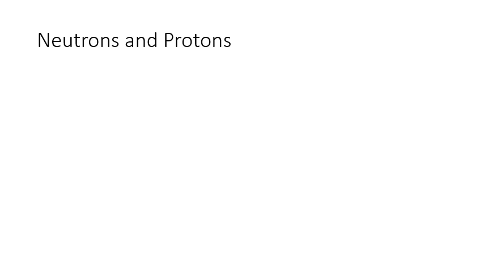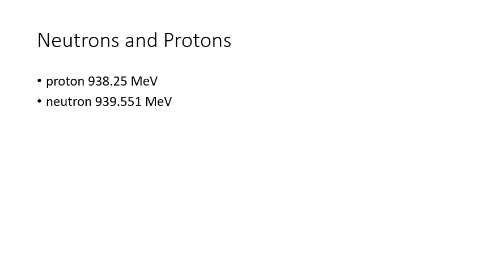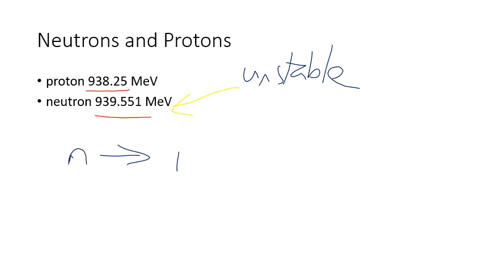Anyway, so moving on to neutrons and protons. Now, I mentioned that the fundamental particles have rest energies in MeV on your data sheet. And if you look closely, you can see that the neutron is a bit heavier than the proton. Therefore, the neutron must be unstable. And it turns out that a neutron on its own will decay into a proton. It will do beta minus decay. Neutron to proton plus electron plus antineutrino.